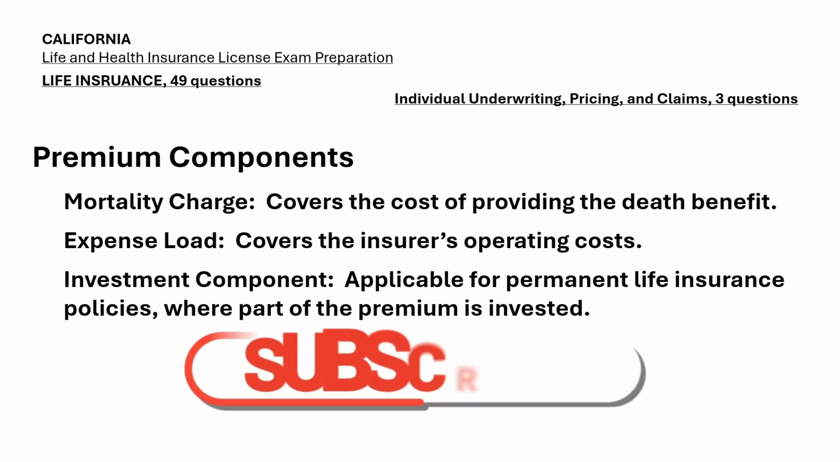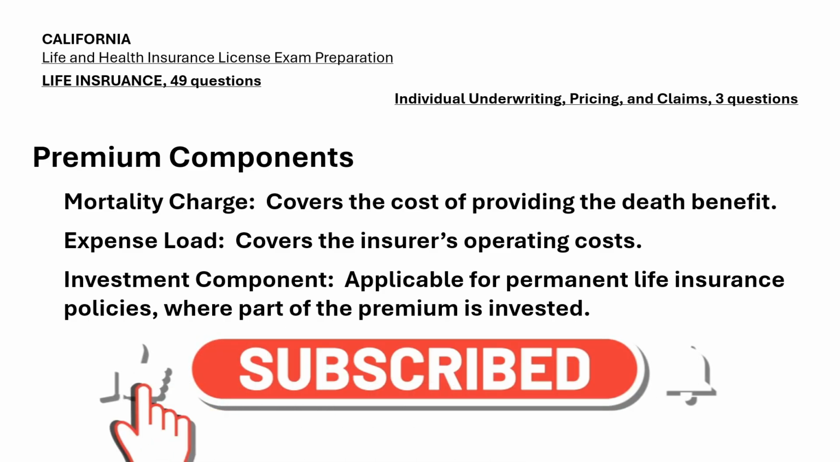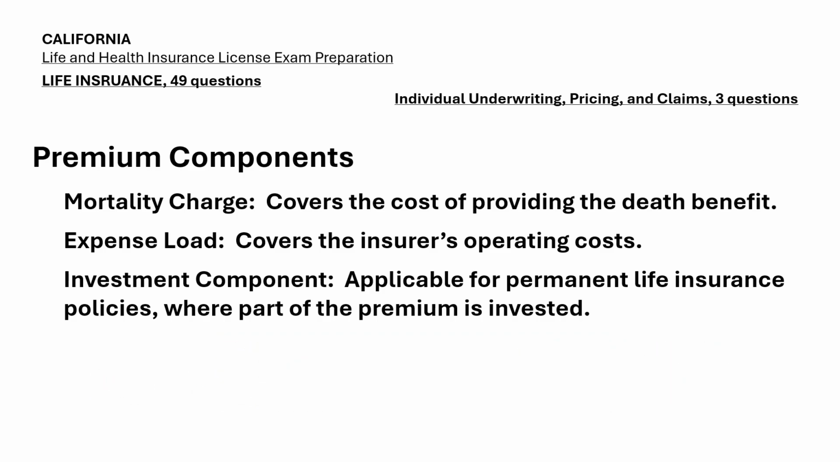Description. Premiums for life insurance policies are made up of three main components: the mortality charge, the expense load, and, in the case of permanent policies, an investment component. The mortality charge covers the cost of paying the death benefit, while the expense load covers the insurer's operating costs, such as underwriting, commissions, and administrative expenses.